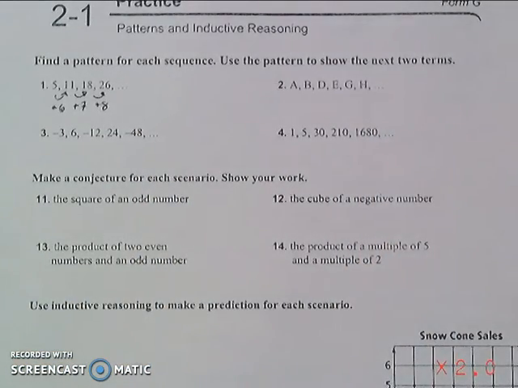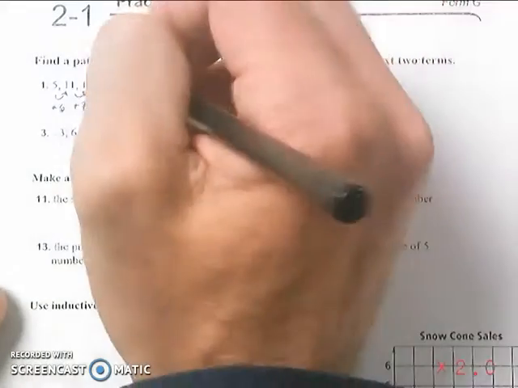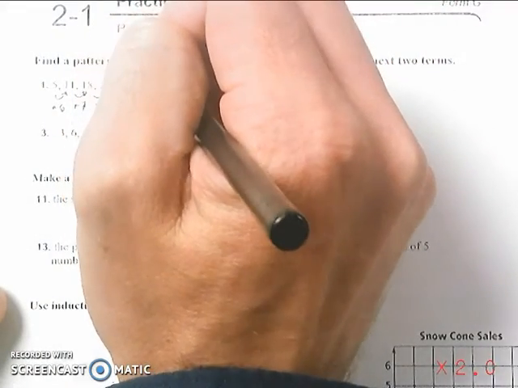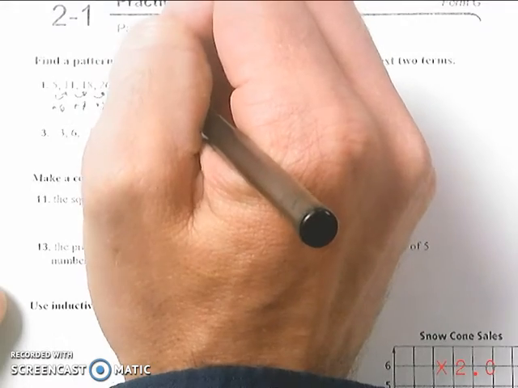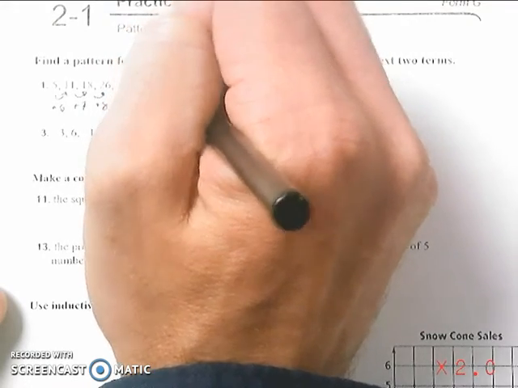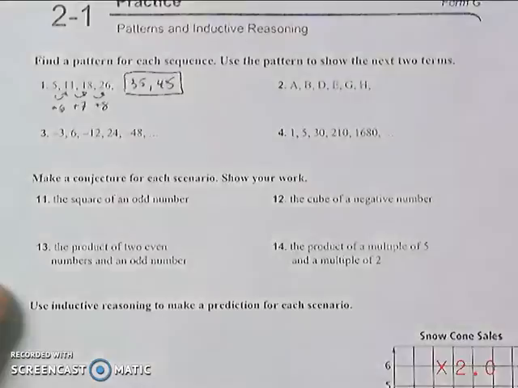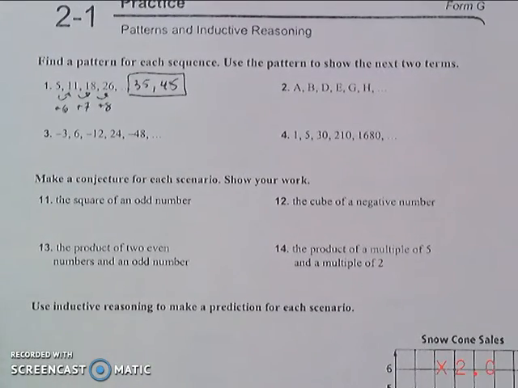Okay, so it's 26 plus 9, that's going to give me 35, and then I'm going to get 10 plus that, which is going to give me 45. So those should be my next two numbers in my sequence. Okay?